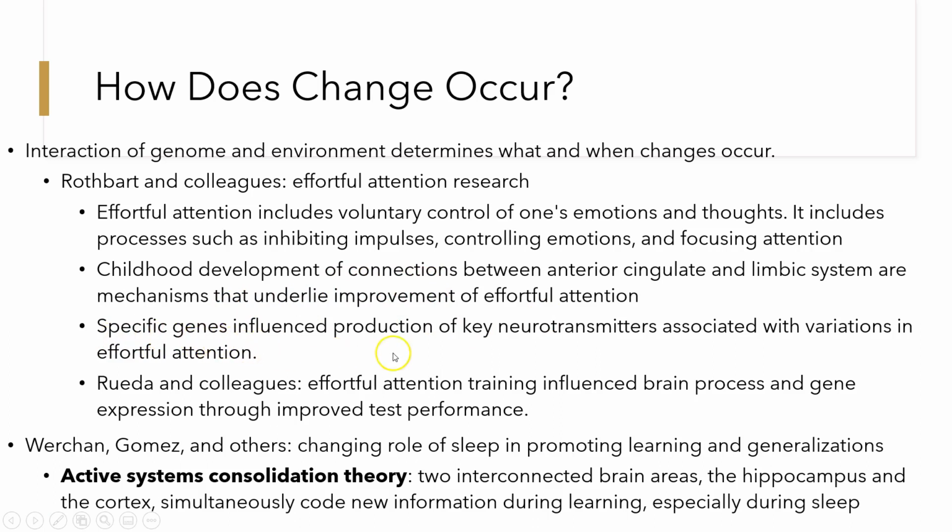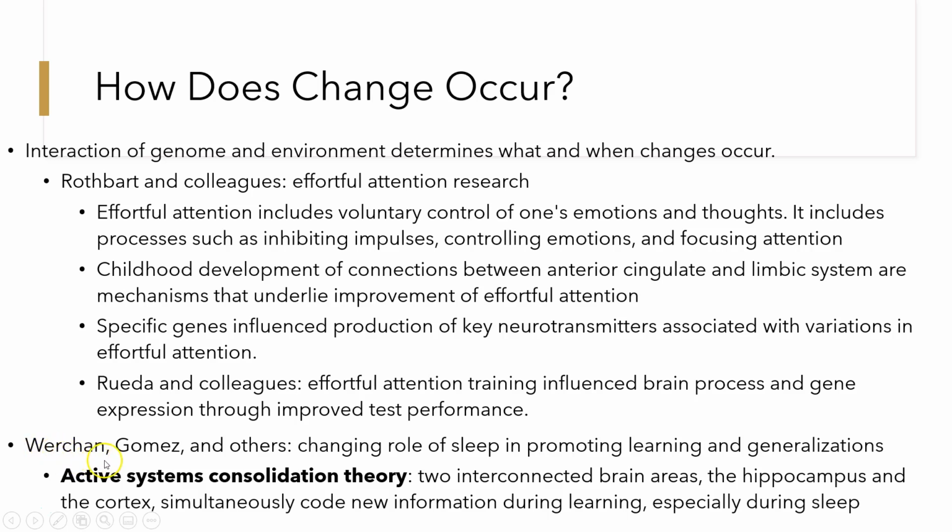Specific genes influence production of neurotransmitters that are associated with effortful attention. So again, specific genes turn on at certain times, and that allows for improvement of effortful attention over development. We also see the environment plays a role. Effortful attention training can actually change the way that the brain processes and the genes express themselves, and you see improved test performance. So it's, again, nature and nurture, biology and environment.